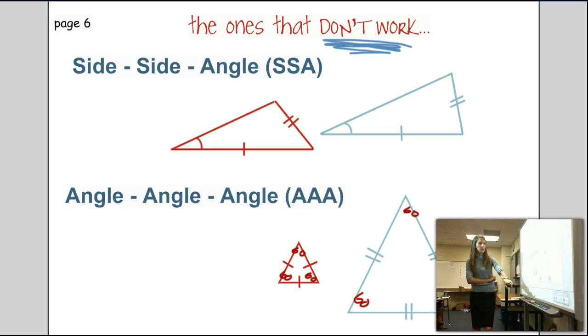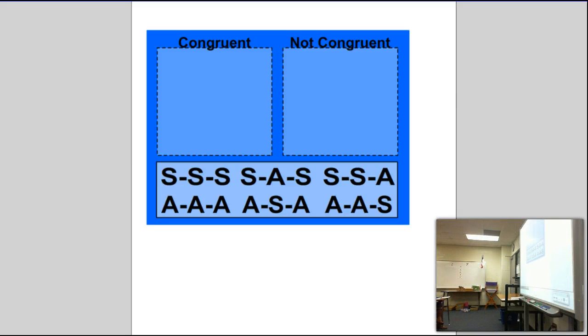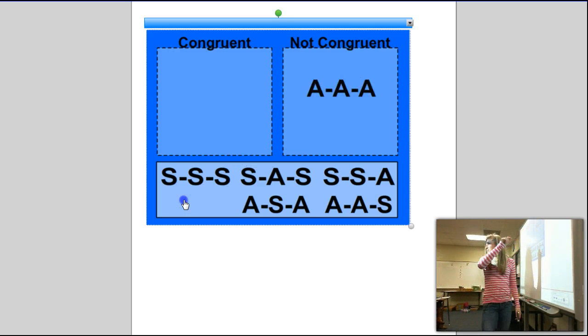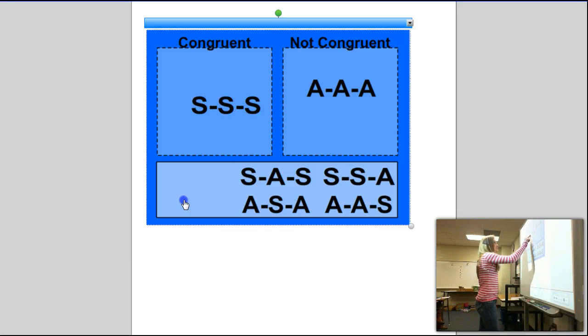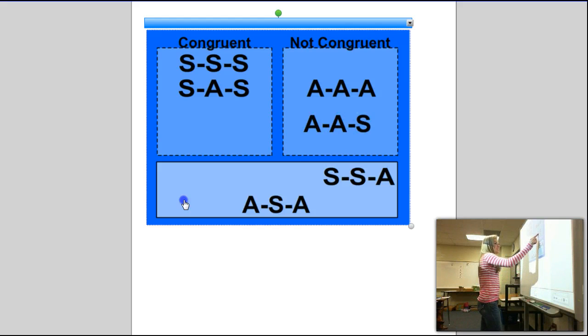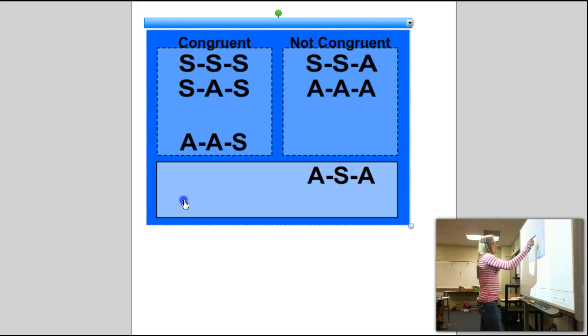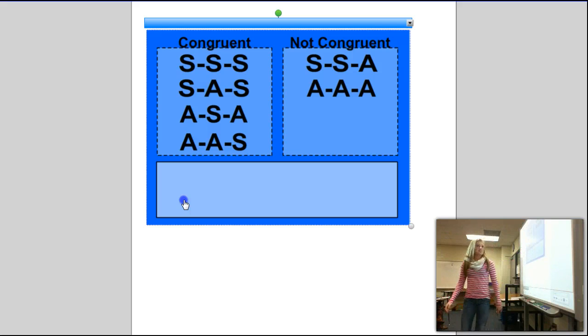Okay, all right. Who wants to come drag these into the correct column? Drag and drop. Go, Megan. Thank you. You can do the next one. Wait, AAA is not congruent. Good. All of them. Side, side, side. Does that one work? It does work. SAS works. Good. Yay! So these are the ones that work and the ones that don't work.